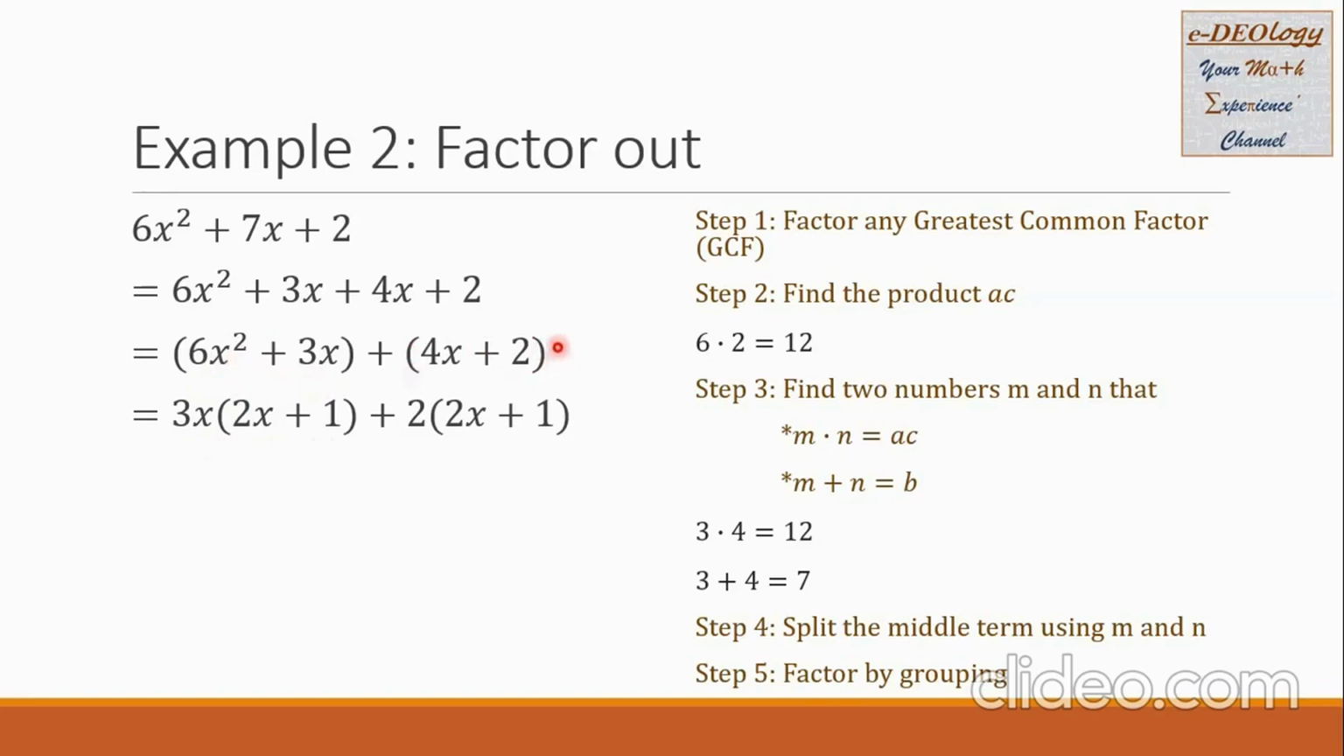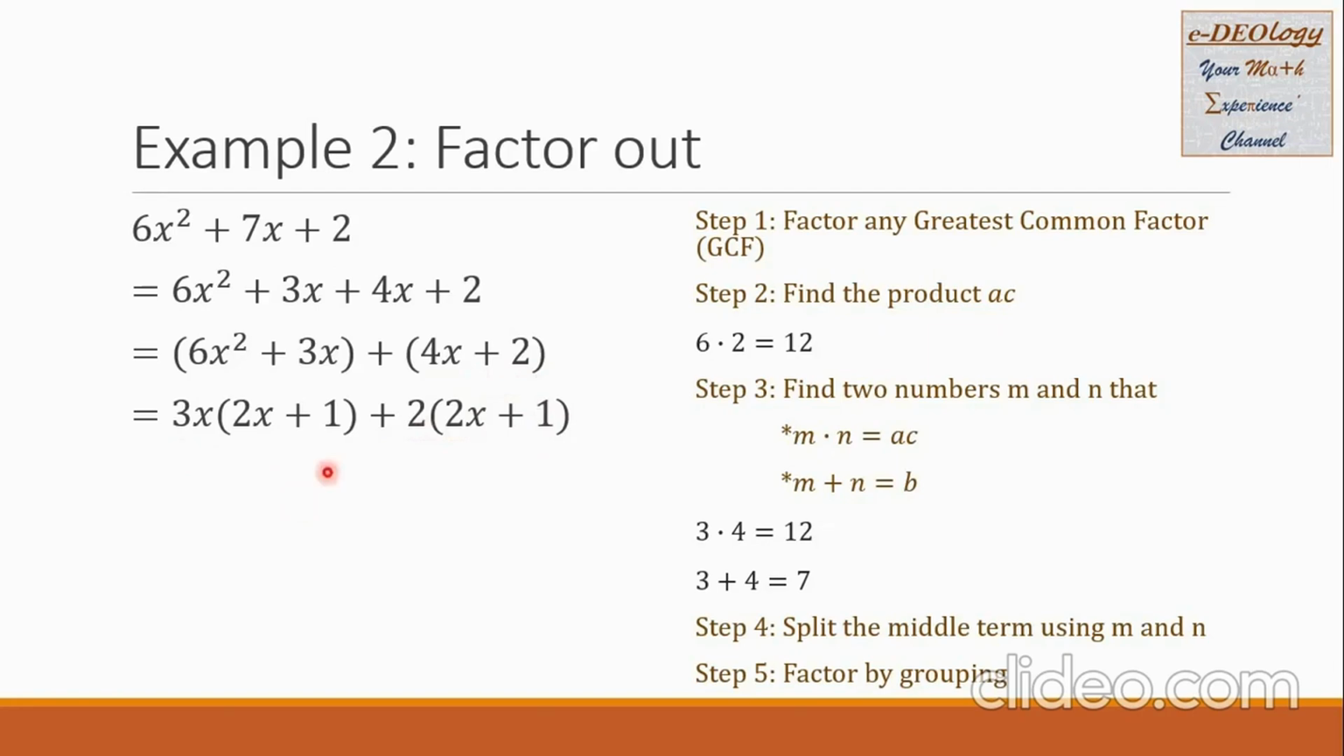For the second group, the common factor is 2. So we remove the number 2 outside. And what remains with the 4x is 2x. And then for the 2, it becomes 1. Again, let us check ourselves if the factors are correct. 2 times 2x is 4x. 2 times 1 is positive 2. So we are sure that these factors are correct.